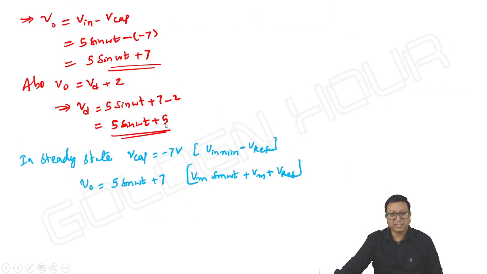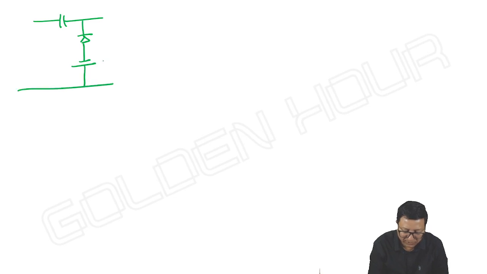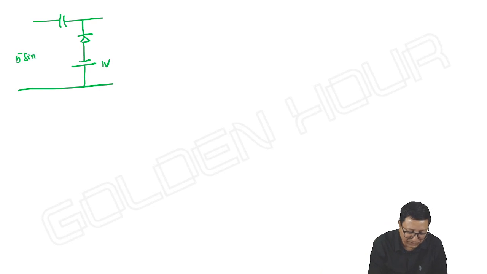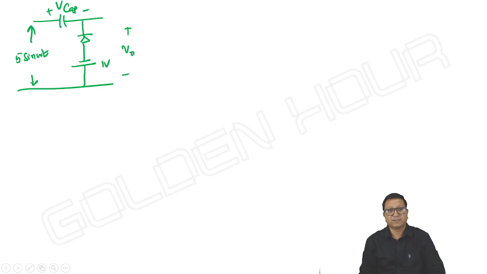So this is how we can analyze this positive clamper with reference voltage. And one more thing, if reference voltage is negative, what happens? The same positive clamper with reference voltage of minus 1 volt. Anything we can take, I am just writing here. So it is 5 sin omega t, V output, V capacitor, like this. So for the diode to conduct, input should be less than minus 1.